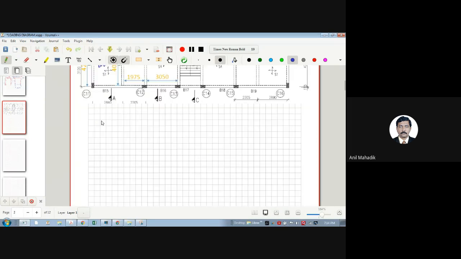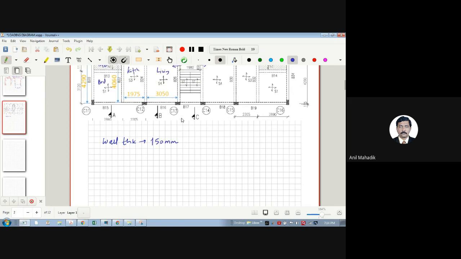What wall thickness do we take in general in practice? What is the wall thickness for buildings? 230 mm. No, not 230, we take 150 nowadays. So the wall thickness is 150 mm. Which material do we use for the wall?